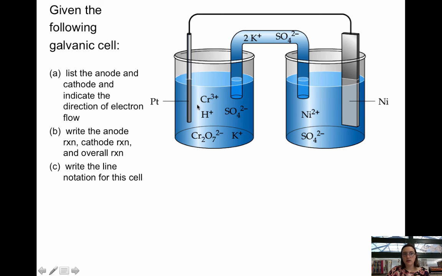I want you to really focus on what is happening at the anode, what is happening at the cathode, and I will give you a hint on this one, the K+ is going to go toward the left, the SO4 2- is going to go toward the right. So that's going to give you your hint as to tell what is the anode and what is the cathode. So try this, and then we'll go through this together tomorrow.